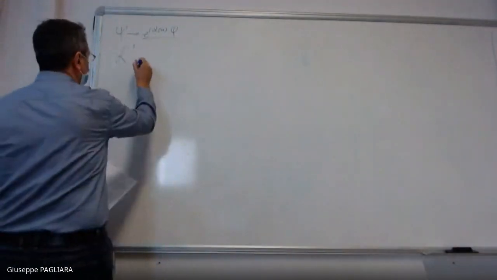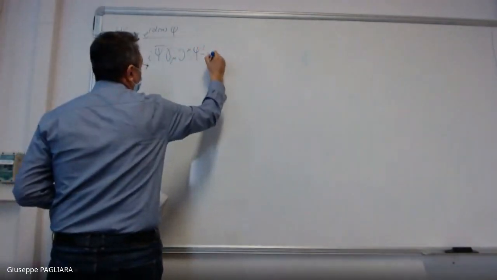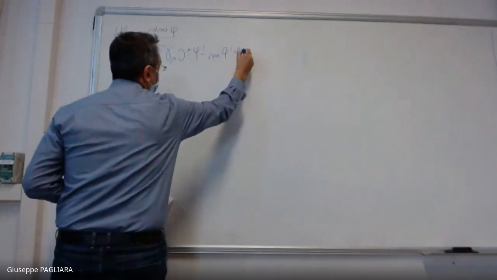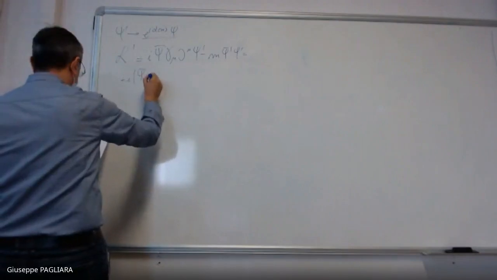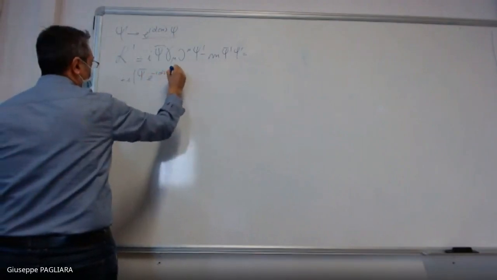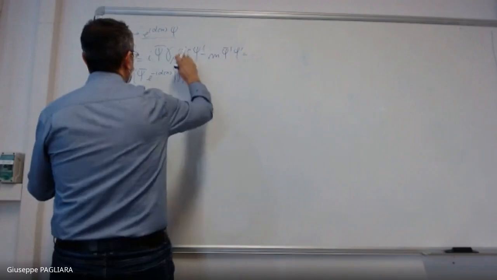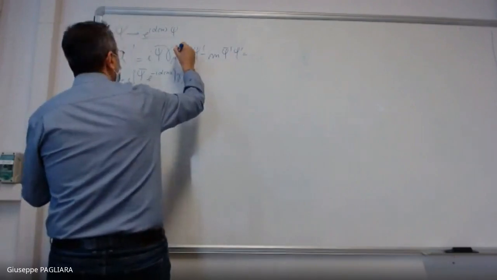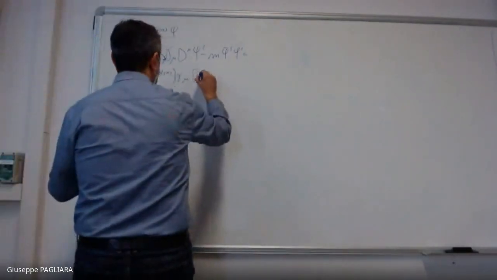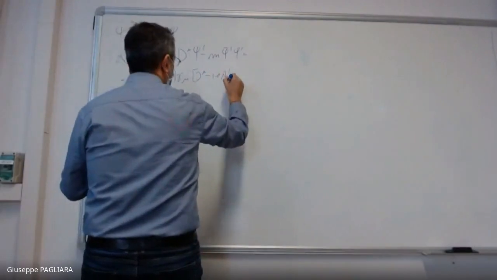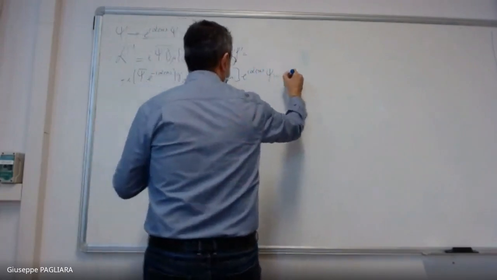So our L prime, as usual, is i psi bar prime gamma mu partial mu psi prime. This is i psi bar e to the minus i alpha of x gamma mu, and we have here, this is with the covariant derivative now, of course. So this is partial mu minus i e A mu prime acting on e to the i alpha of x psi, and then we have the mass term.